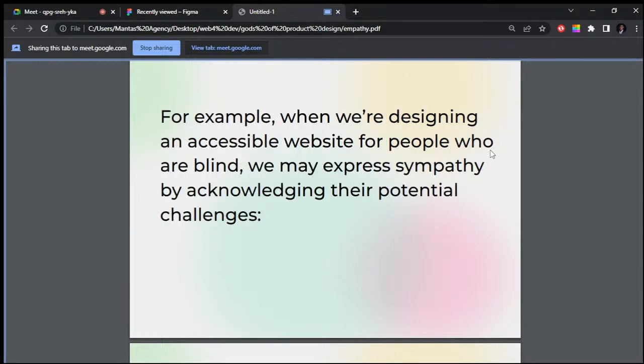Now, for example, when we are designing an accessible website for people who are blind, we may express sympathy by acknowledging that they have current potential challenges. So we're trying to design something for someone who is blind. We might just acknowledge that, okay, this person is actually going through a lot now.